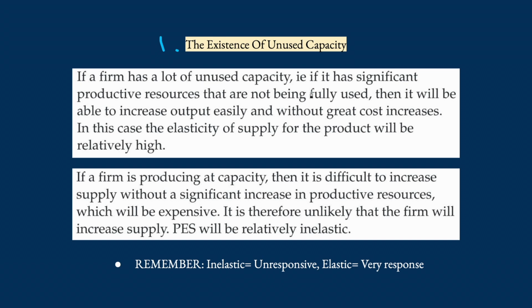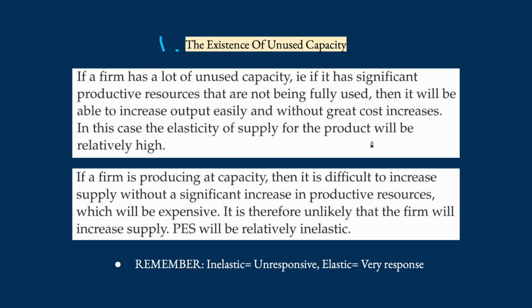If a firm has a lot of unused capacity, for example, if it has significant productive resources that are not being fully used, then it will be able to increase output easily and without great cost increases. In this case, the elasticity of supply for the product will be relatively high. So basically, this is the idea behind firms and suppliers not always being at full capacity, okay?